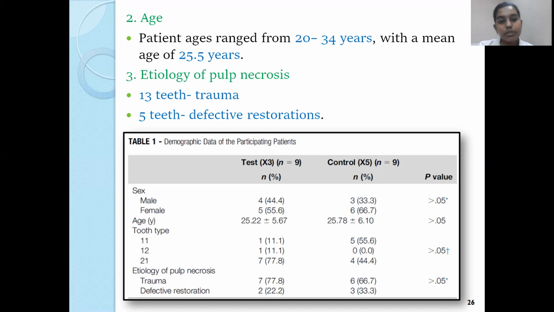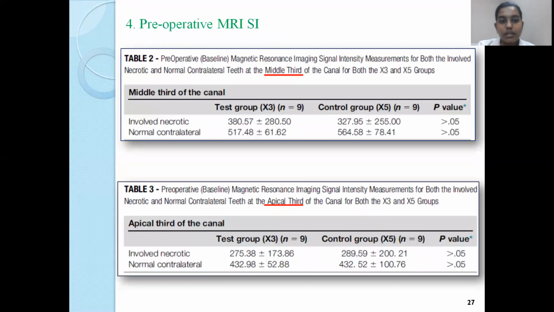Table 1 shows the demographic data of the participating patients. Table 2 shows the baseline MRI signal intensity measurement for both the involved necrotic and normal contralateral teeth at the middle third, while Table 3 shows the baseline MRI signal intensity measurement for both the involved necrotic and normal contralateral teeth at the apical third.